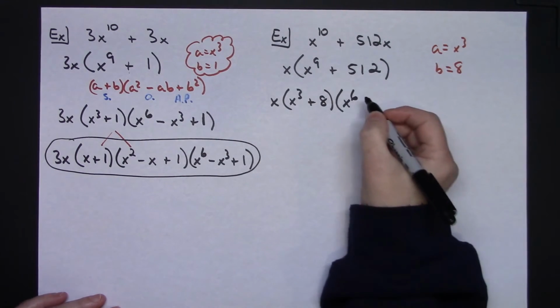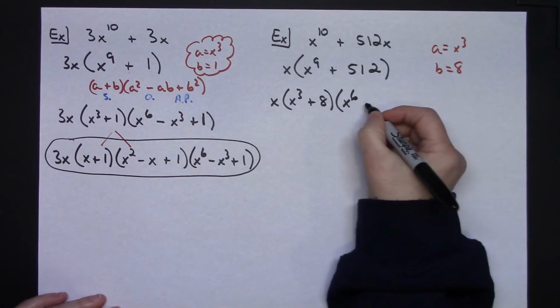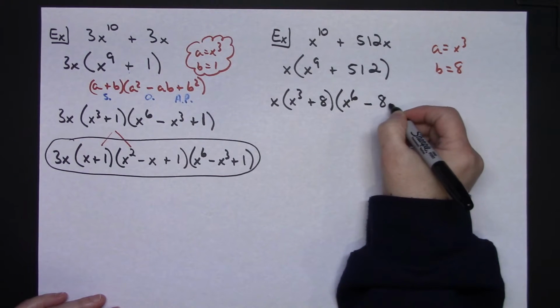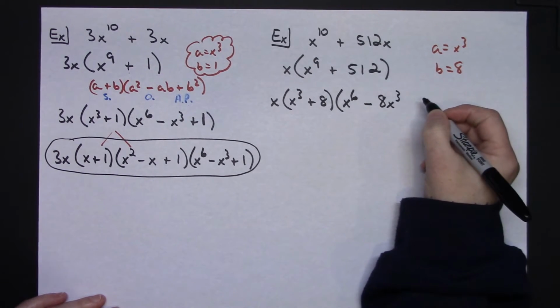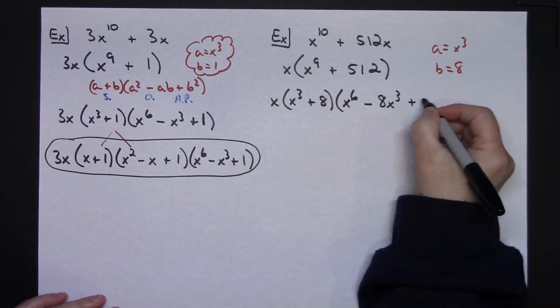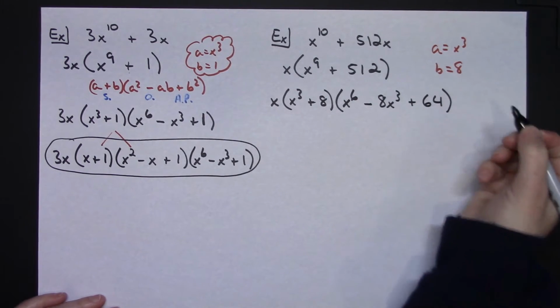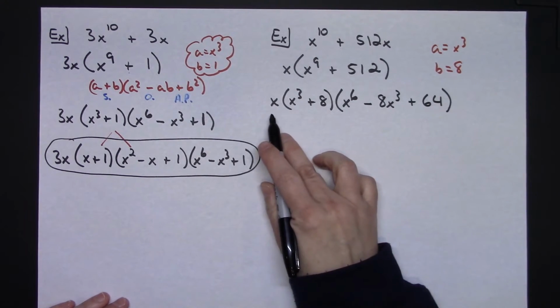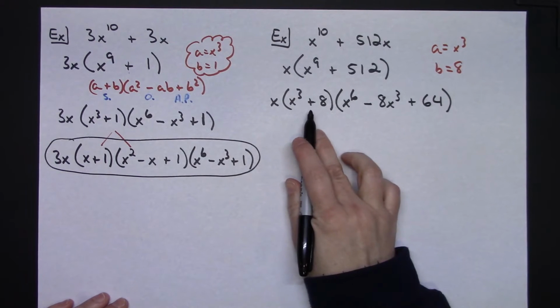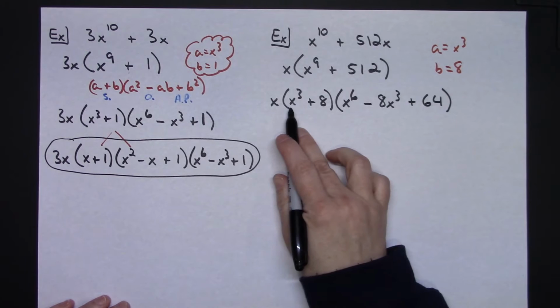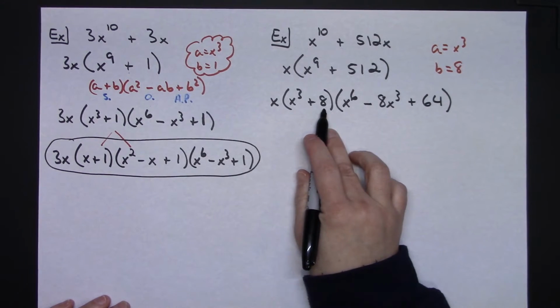Alright, those two multiplied together, keeping the correct signs here, would be a minus 8x to the third. And then squaring my b term on the end would be a 64. Okay, now again, you've got to keep looking at everything. This turns out to be, again, another sum of two cubes, because x to the third is a perfect cube and 8 is a perfect cube.